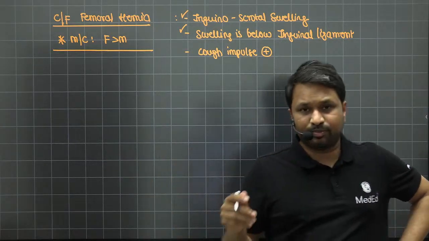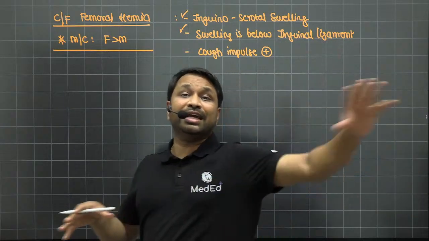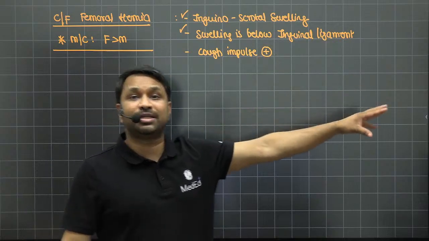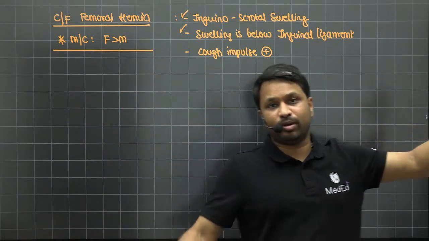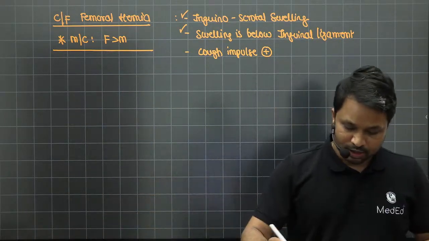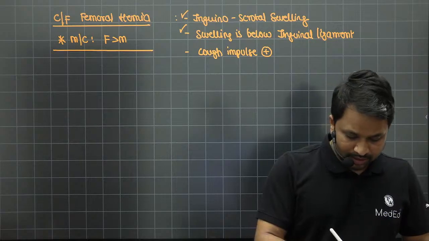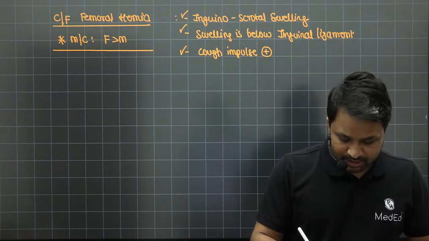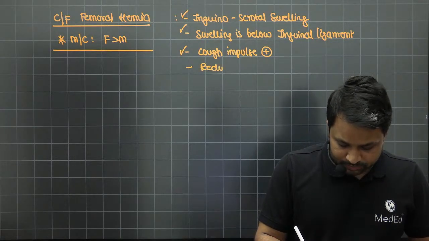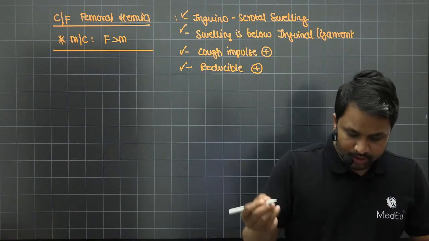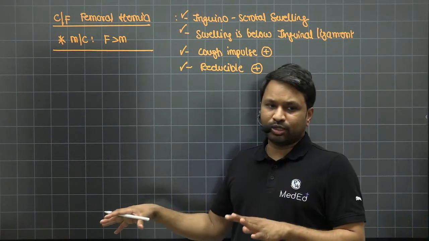Strangulated will be associated with pain. We have a separate video for hernia complications, or a complicated hernia presentation. Now we're talking about simple hernias. Okay? So inguinoscrotal swelling and swelling below the inguinal ligament are present. The cough impulse is present. It is reducible. This is going to be reducible as well, right? So this is how usually it is going to present to you.